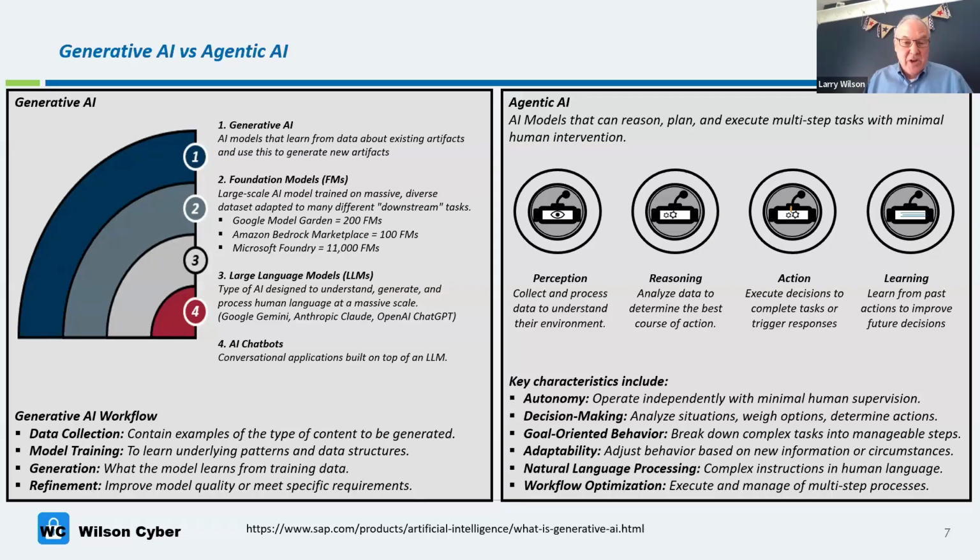Key characteristics: autonomy, operate independently with minimal human supervision. Decision making, analyze situations, weigh options, and determine actions. Goal-oriented behavior, break down complex tasks to manageable steps. Adaptability, adjust behavior based on new information or circumstances. Natural language processing, complex instructions in human language. And workflow optimization, execute and manage multi-step process.